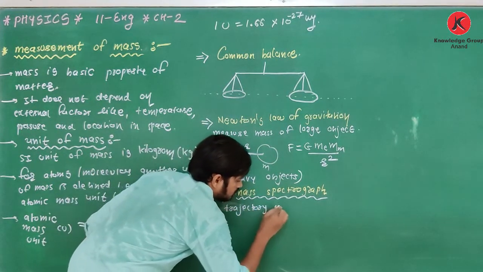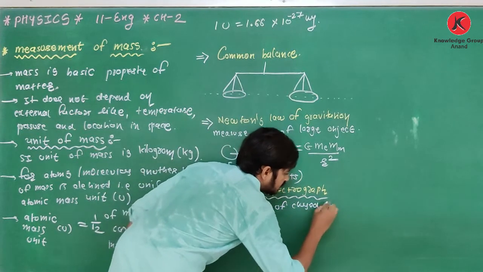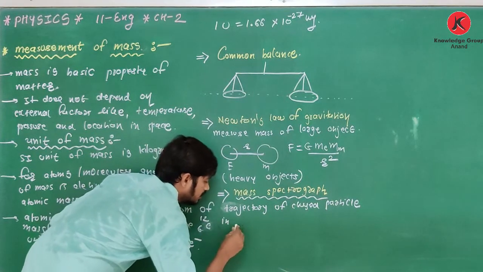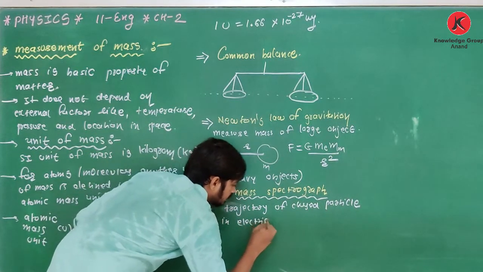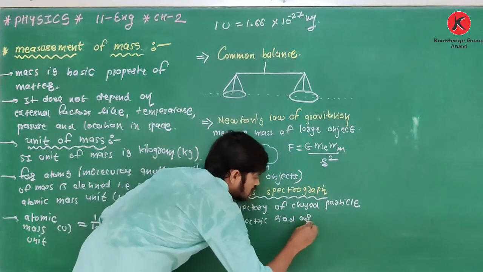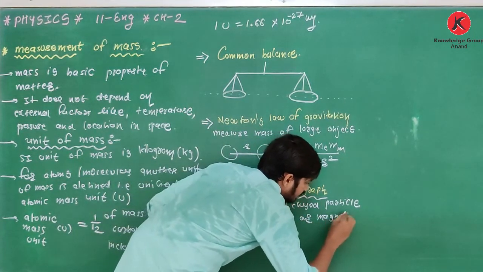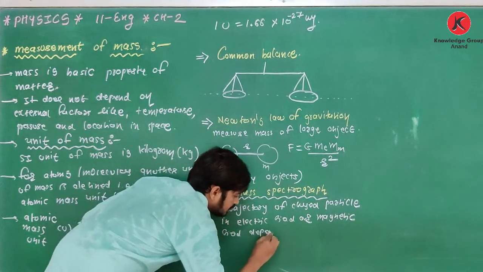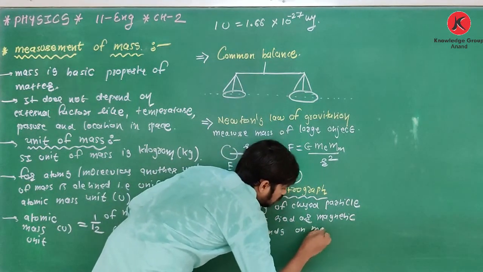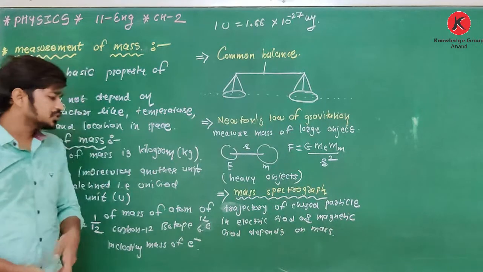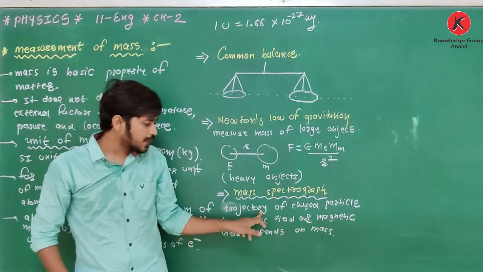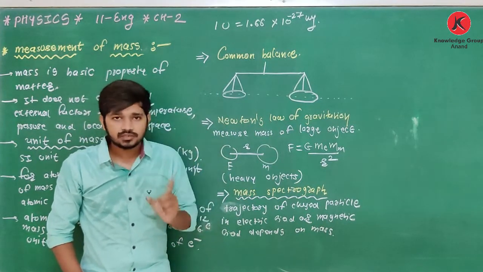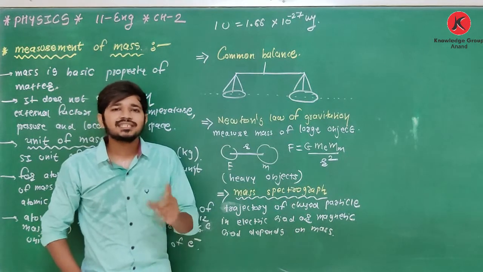So in mass spectrograph, the trajectory of a charged particle in an electric field or magnetic field depends on mass. Now, what is the relation between trajectory of the charged particle and mass? That we will deduce in 12th, in chapter number 1, electric charge and electric fields.